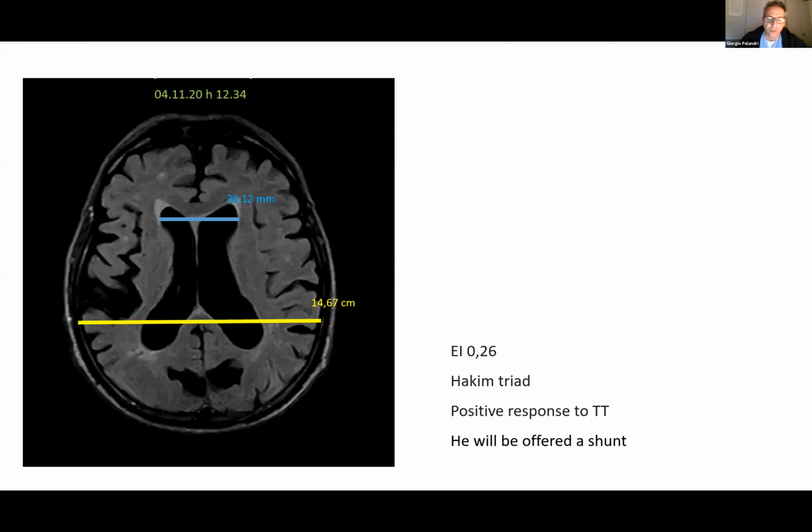This is a recent personal case. You can see here that the Evans index is below 0.3, but the patient has an Hakim triad and a positive response to the tap test, and he will be definitely offered a shunt.